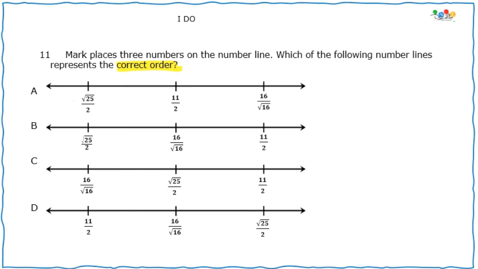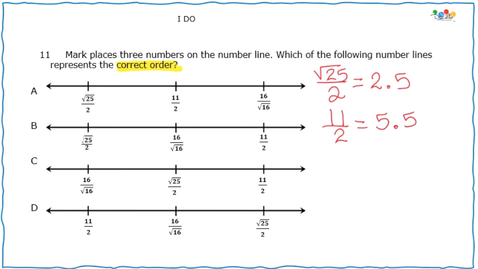So it's awesome that we've been doing number lines, because then this can help us already to apply what we learned earlier. So the first thing we got to do is, of course, we're going to rewrite each one of those numbers. So I'm going to check on letter A. And letter A has square root of 25 over 2, which means square root of 25 divided by 2. Is that right? So that is equals to 2.5. Next number in my number line, it's 11 over 2, which means 11 divided by 2. And that gives me a 5.5.